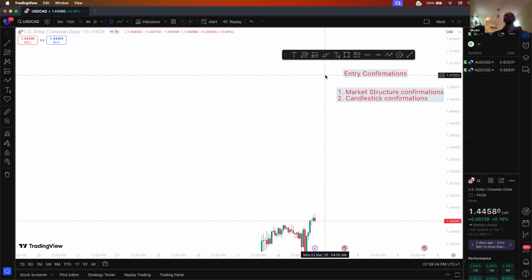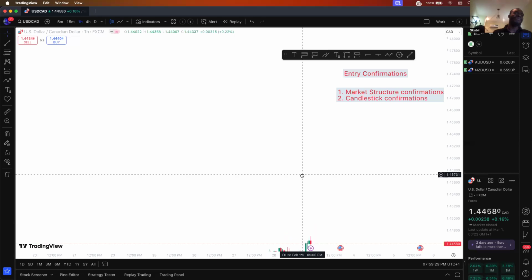Then I saw that market structure confirmation was at the top. But we're actually going to look at candlestick confirmation, because amongst the two of them it's the simplest. So we'll look at candlestick confirmations today, what it is, and then how to use it to trade.